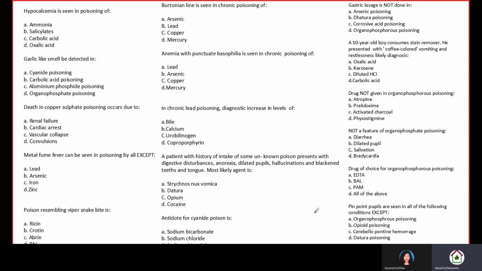Okay, so we will go for some MCQs now. Hypocalcemia is seen in poisoning of ammonia, salicylates, carbolic acid, or oxalic acid. And the answer will be oxalic acid.